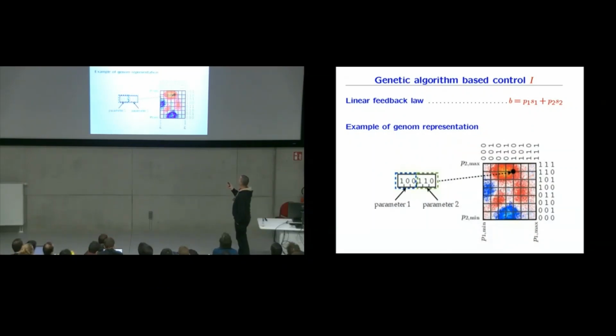Now we would like to find the parameters P1 and P2. Seems a simple problem. I will introduce you now to an algorithm which we will use and generalize later, the genetic algorithm. So who of you knows the genetic algorithm?